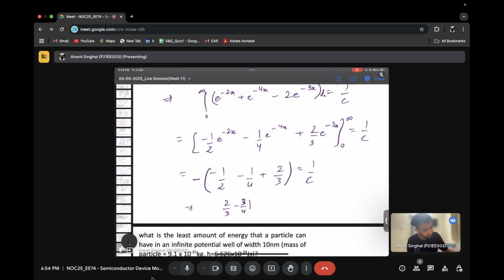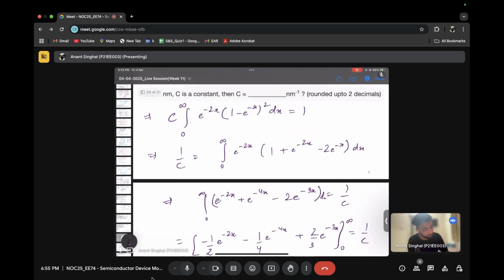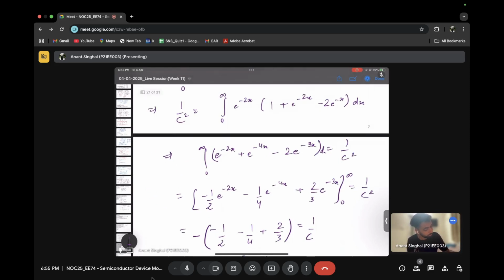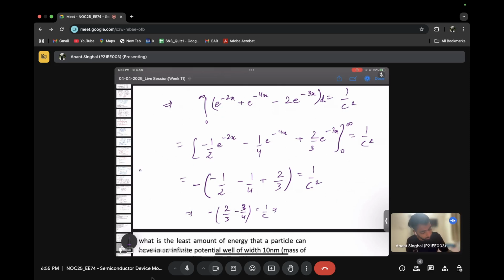Oops, is it coming negative? Oh, no, no. Oh, it is squared. Okay, yeah, it is square everywhere. So it is basically 3 by 4 minus 2 by 3. So it is 9 minus 8, so 1 by 12 basically. So 1 by c square is 1 by 12, right? And that makes c square 12.